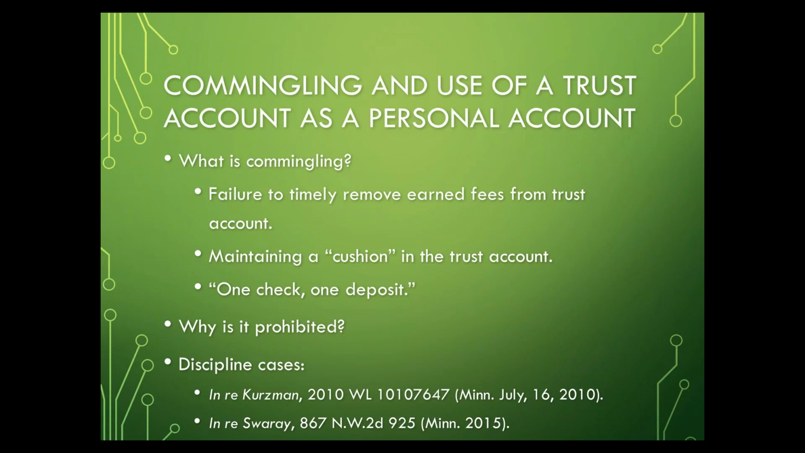You also can have commingling when you end up with this issue that Cassie talked about, where there's a single check for a cost advance and earned fees or a flat fee, and you fail to take the earned fees out and you just leave it all in the trust account. And again, we're seeing public discipline resulting in these cases. And again, I'm blowing through this a little fast.